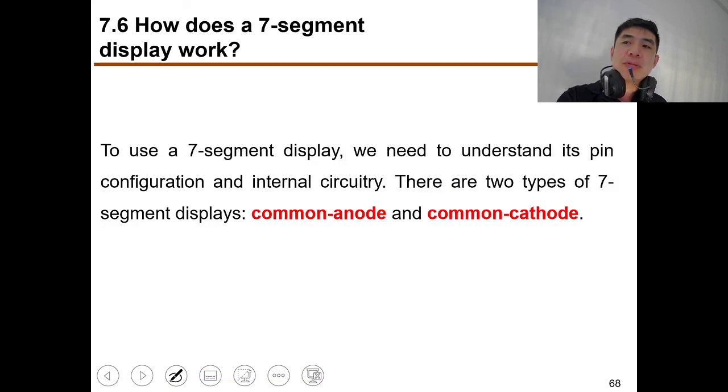Okay, to use a 7 segment display, we need to understand its pin configuration. There are two types, common anode and common cathode. We'll discuss these two types very quickly here. Very easy one. This one you should be able to get.